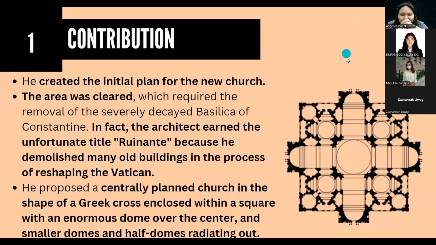Instead of borrowing from ancient Roman basilica plan like how most churches had been built, Bramante's design was based on the mindset of high Renaissance, where there is an enormous interest in mathematics and in ideal perfect beauty and finding perfect proportions. Kaya ang ginawa po niya is gumawa siya ng centrally planned church in the shape of a Greek cross, or yung pantay po yung bawat arm, enclosed within a square with an enormous dome over the center and smaller domes and half domes radiating out. Next po.